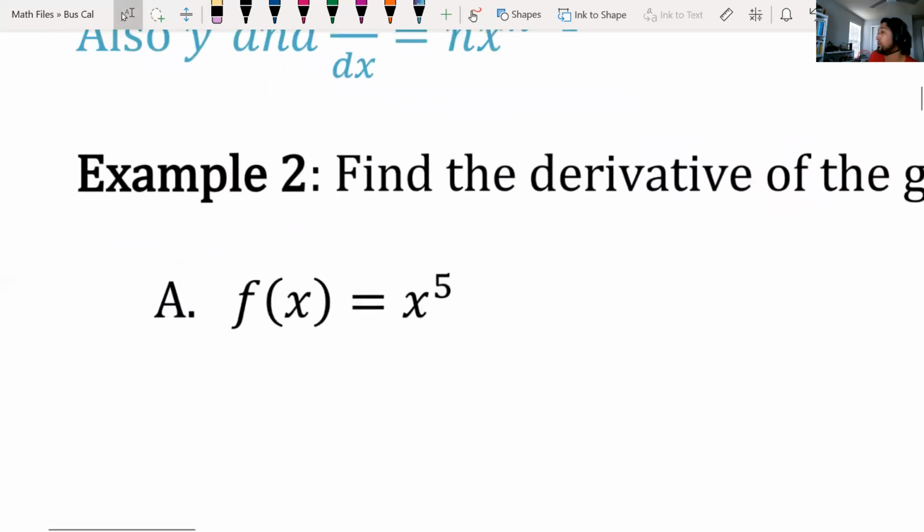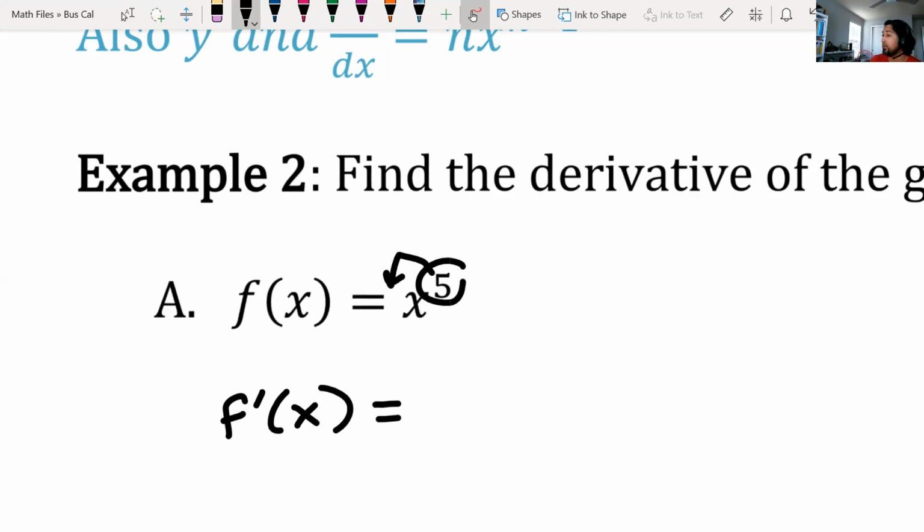So for these examples, we just want to find the derivative using the power rule. So for A, the derivative f prime of x, just like using the power rule, the power of 5 will come down, and you'll get 5x, and then the new exponent will be the original exponent minus 1. So our derivative is going to be 5x to the 4th. That's it.